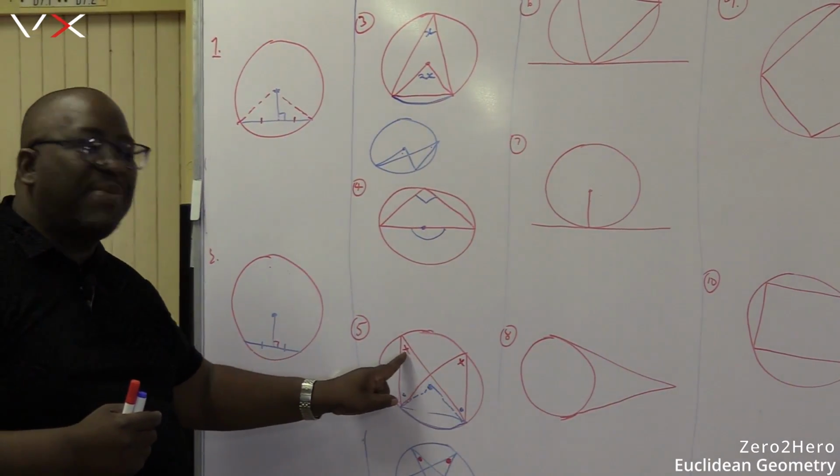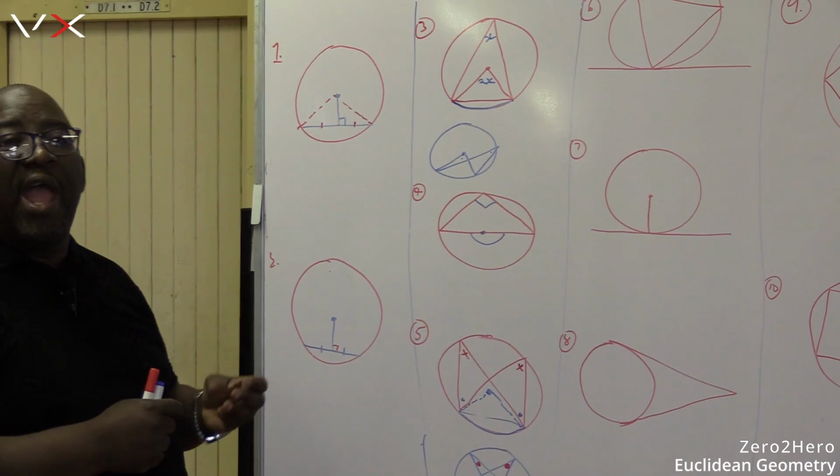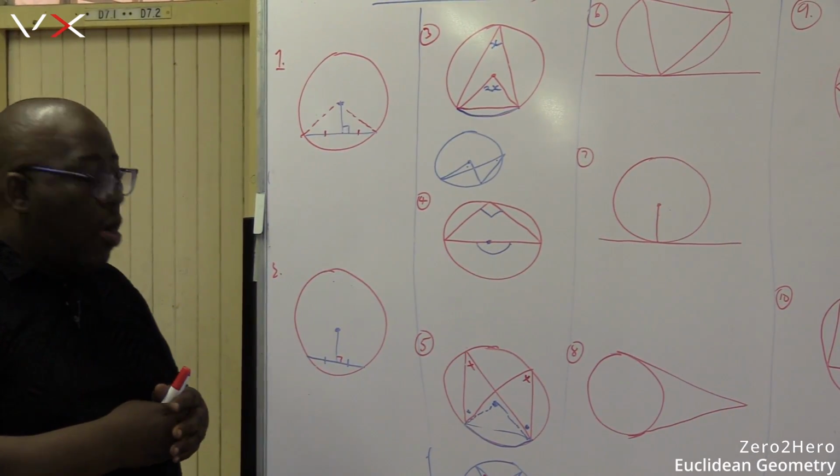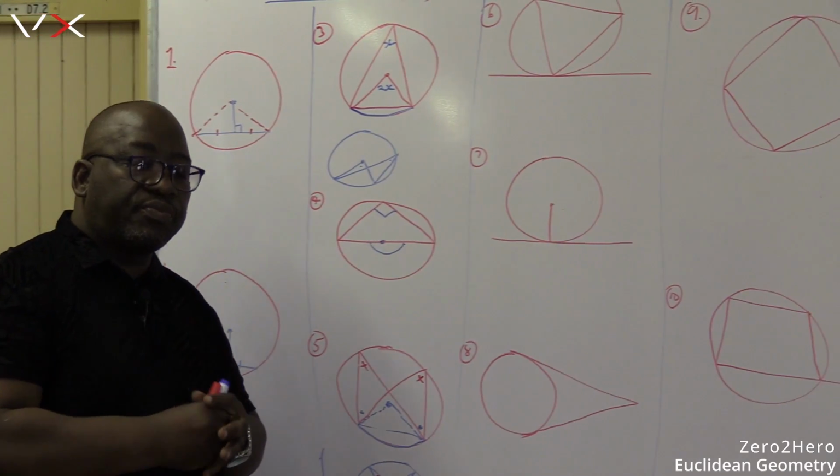And both these angles must be in the same segment. So we say angles in the same segment are the same, or angles subtended by the same arc or chord. Let's move on to those theorems that have to do with the tangent.